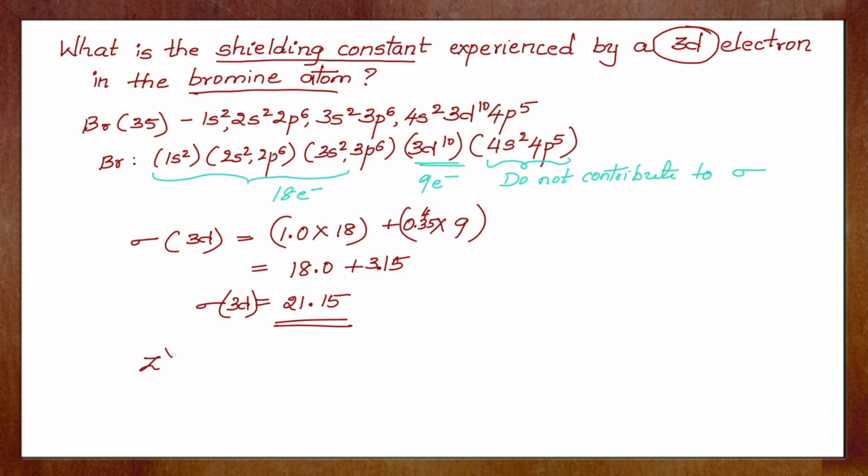Now if you want to calculate the effective nuclear charge, you can calculate Z star is Z minus sigma for this d electron. So Z is 35 minus sigma is 21.15, which is equal to 13.85. So the effective nuclear charge that is experienced by the d electron in the bromine atom is 13.85. I hope now you can easily calculate the shielding constant for an electron as well as the effective nuclear charge that is experienced by an electron. I hope you have understood the concept of effective nuclear charge and Slater's rules, using which you can determine the screening constant and hence calculate the effective nuclear charge of an electron in a given atom.